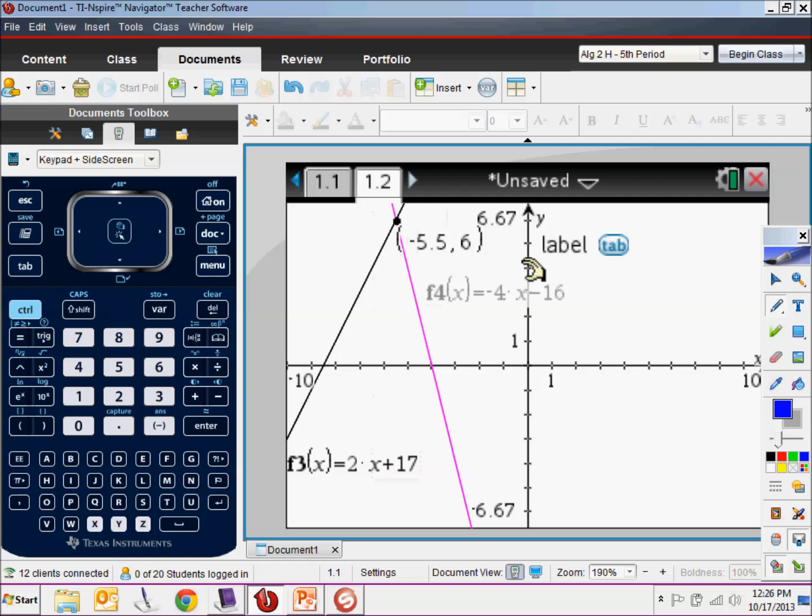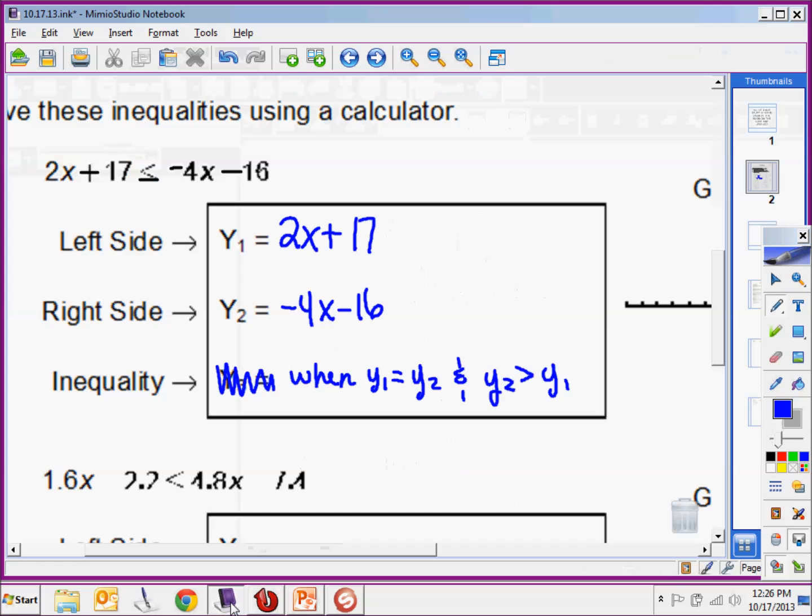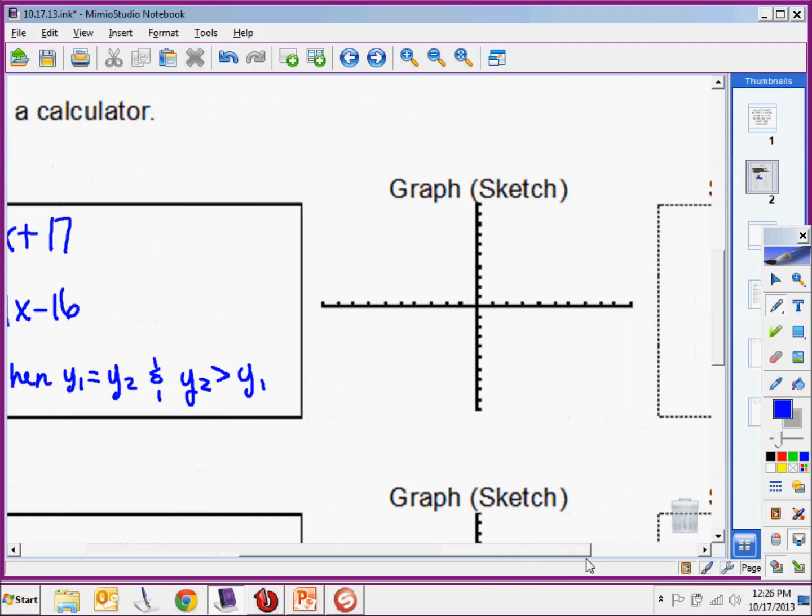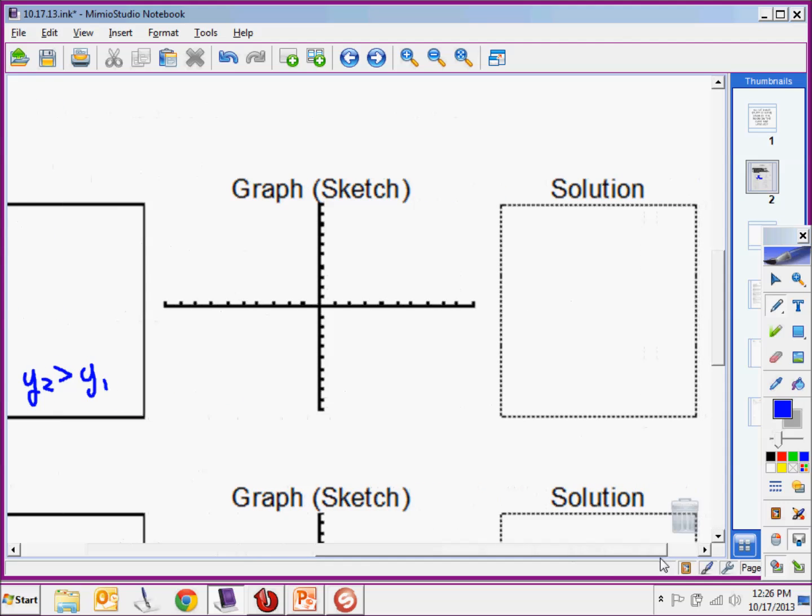At negative 5.56. So which variable is the most important? The x. So do I really care what y is? No, I care about negative 5.5. So here you can sketch. It's a sketch.